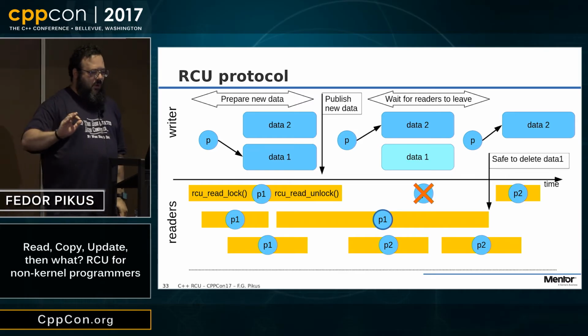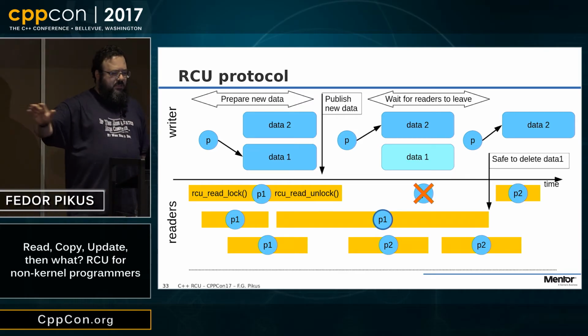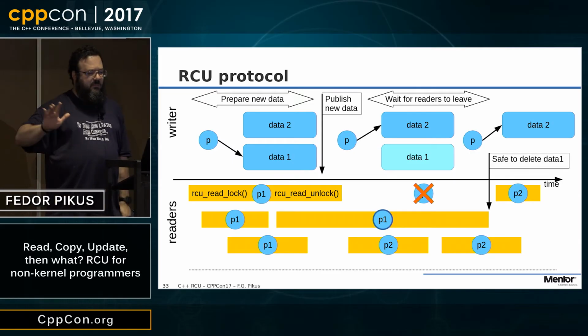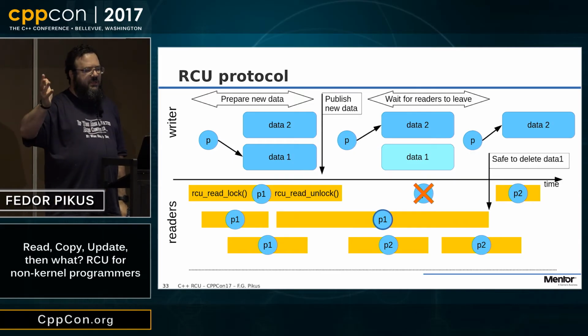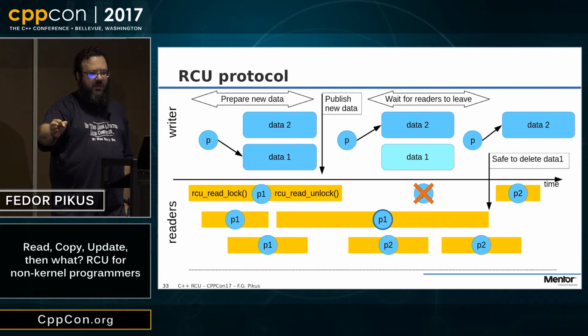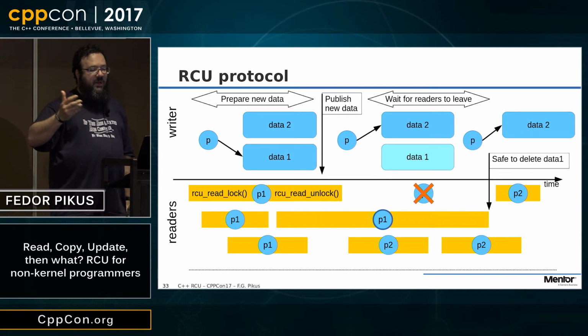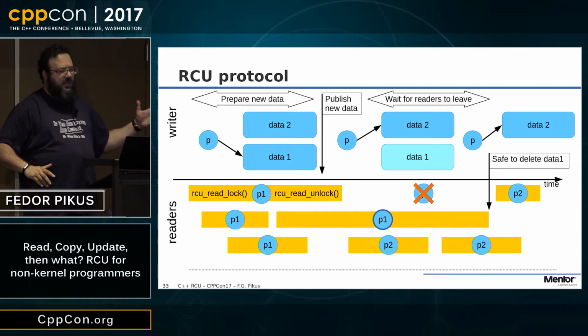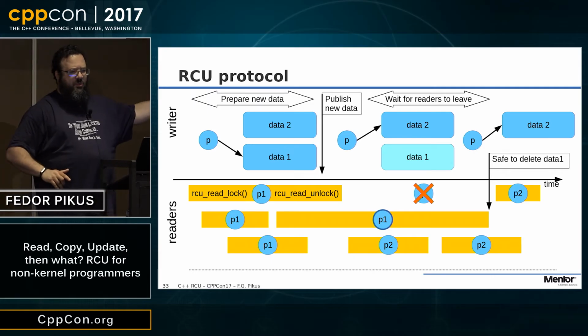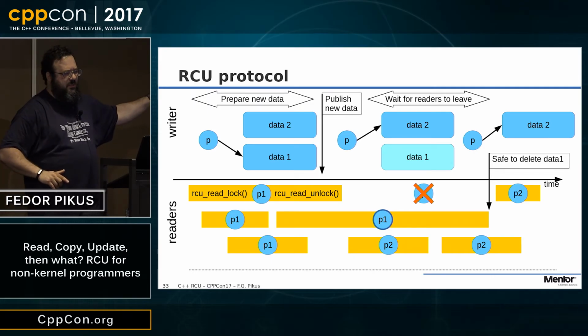So here is my writer on the top. The timeline goes left to right. So I have my data 1, and my pointer points to data 1, and I'm preparing data 2. And nobody knows about it. At some point, I'm publishing my data 2, and at the same time, this is an atomic transaction. So I'm hiding data 1 and revealing data 2. And now I have to wait. So what's going on the reader side? Well, let's start from the beginning. I only show read-lock and read-unlock for one reader, but they all do this, okay? They all do this, I just don't put it in the picture.